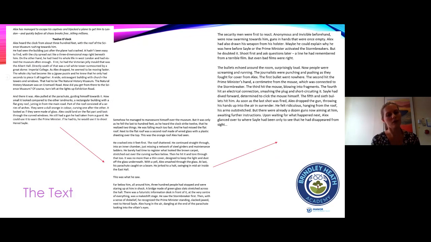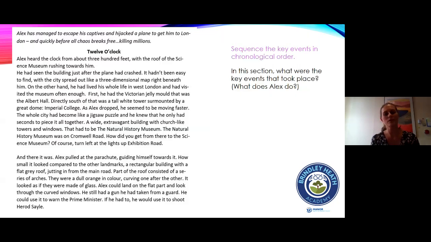We're going to read the following 3 texts, but we're going to chunk it up, so we're going to read a little bit at a time, and we're going to look at sequencing the events in the text in chronological order. So first of all, we're going to look at the first part of the text called 12 o'clock. I'm going to read it aloud to you. So if you want to join in at home with a shared read and read along with me, then feel free. As I'm reading it, I want you to think about the key events. So what does Alex do? Because later on, we're going to put them in chronological order, from beginning to end.